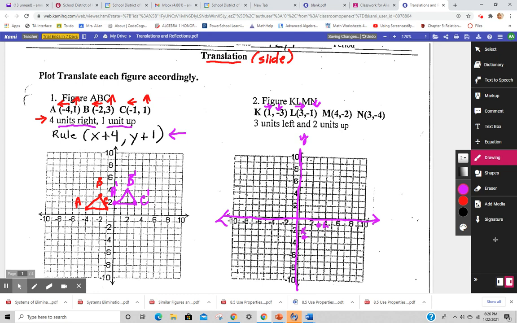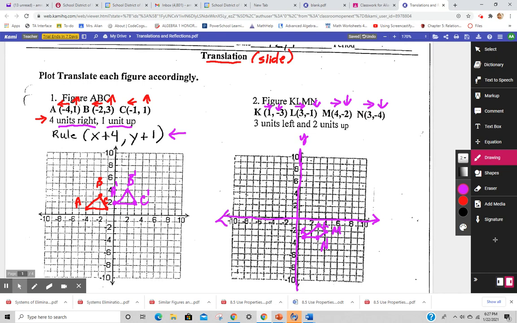And now M is located 4 units right and 2 units down. 1, 2, 3, 4, and 2 units down, 1, 2. So this is M. N is located 3 units right, 4 units down. 1, 2, 3, and 4 units down. This is N. Okay, let's just connect the points.